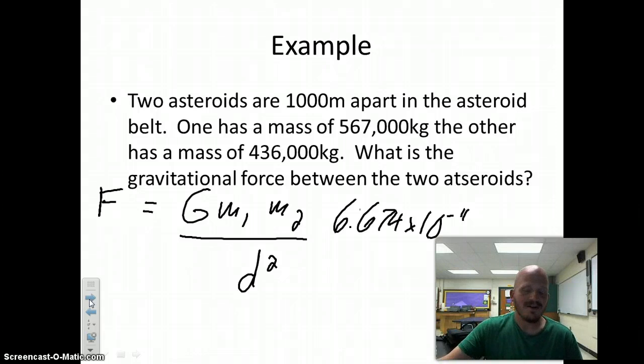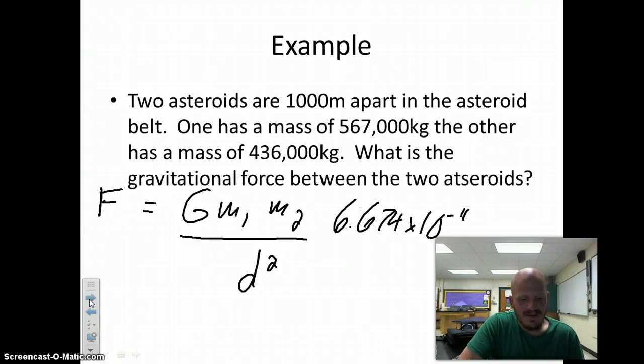So our mass 1, it doesn't really matter which one you say. Great. So our G, we're of course going to start with 6.674 to the negative 11th. Now, the best way is probably to punch it in like that, where you don't have to remember scientific notation and how to put your parentheses and all that stuff. Times 567,000 times 436,000 divided by 1,000 squared, which gives us a really itty-bitty tiny force.